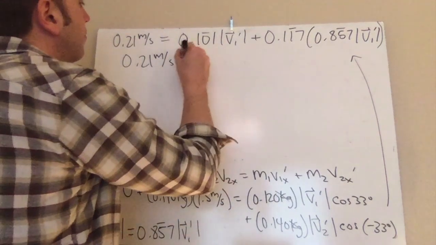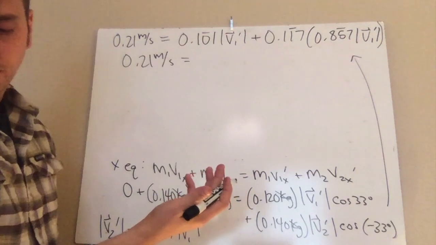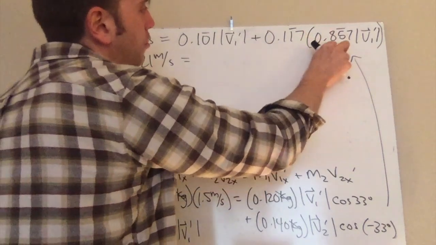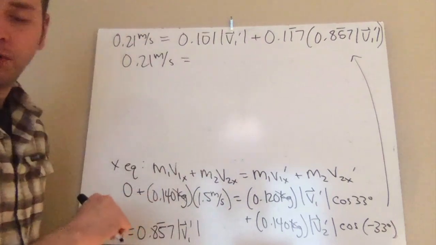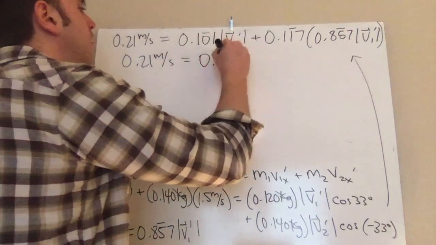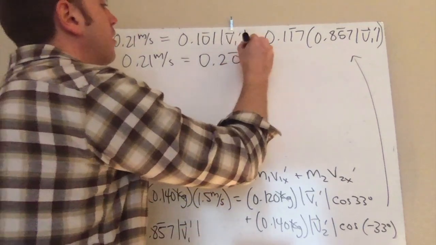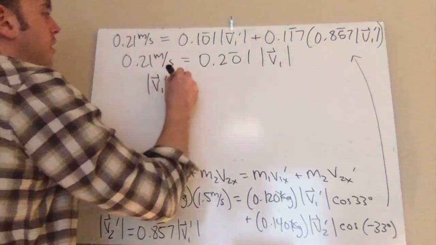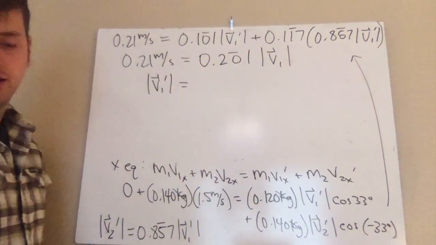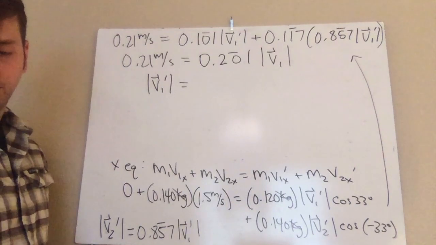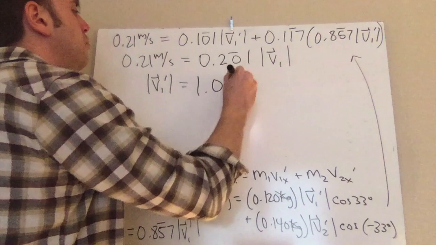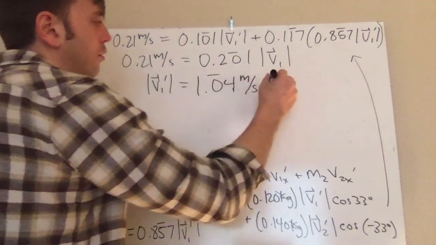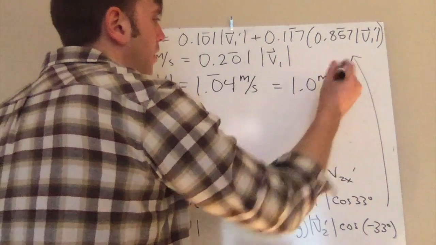What do we have on the right? All we have is a bunch of different terms that are multiplying v1 prime. So if you take 0.101 plus 0.117 times 0.857, and make that one big factor, the factor ends up being 0.201. So we can now solve for v1 prime because we can take 0.21 divided by 0.201. Okay, so it comes out really close to a meter per second. I got 1.04, but we'd have to keep 2 sig figs if we're being consistent with sig figs here. So this would round off to about 1.0 meters per second.